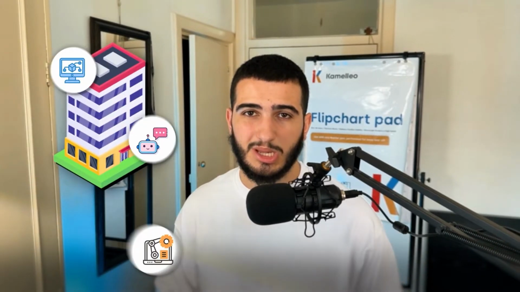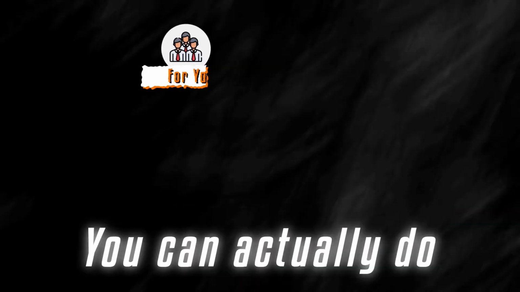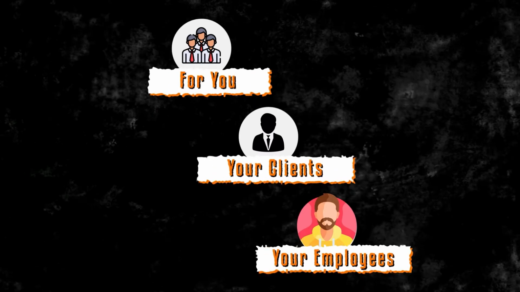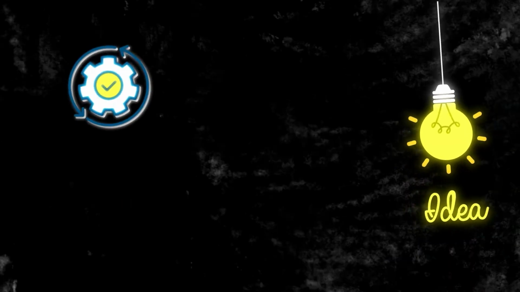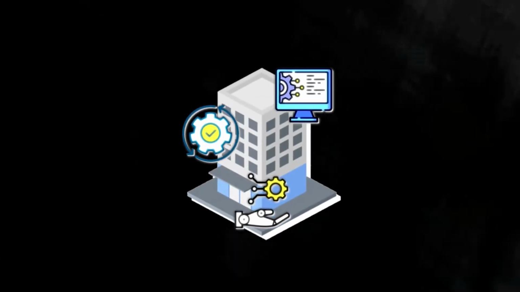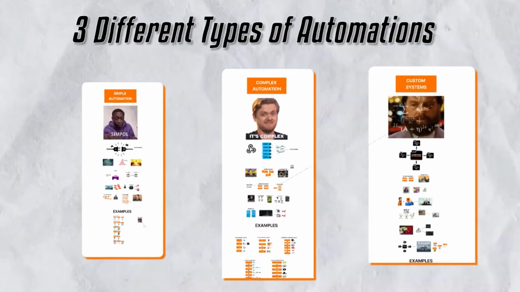Automating parts of your agency is one of the best things you can actually do for you, your clients, and your employees to improve everyone's experience. So hopefully this video will give you a better idea of the different automations you should be building out within your agency. I don't want to waste any more of your time, so let's get straight into the 3 different types of automations with examples.